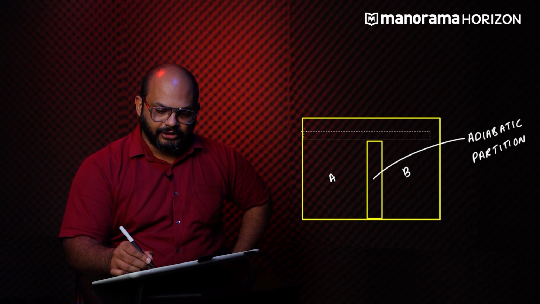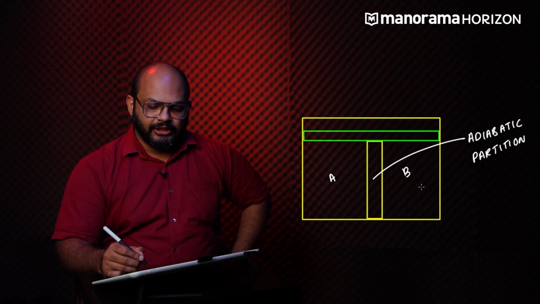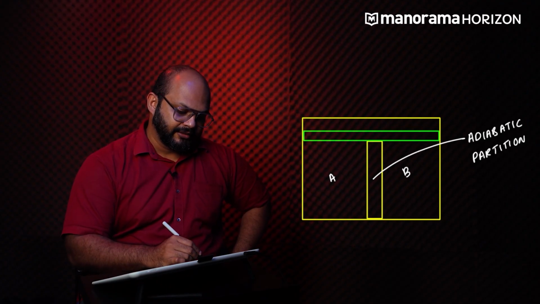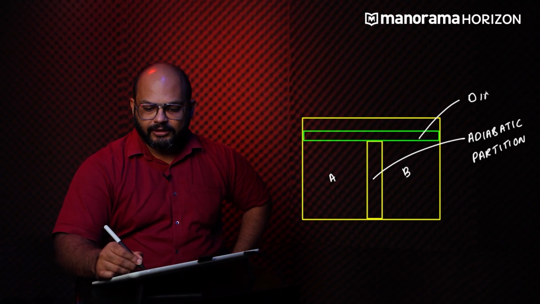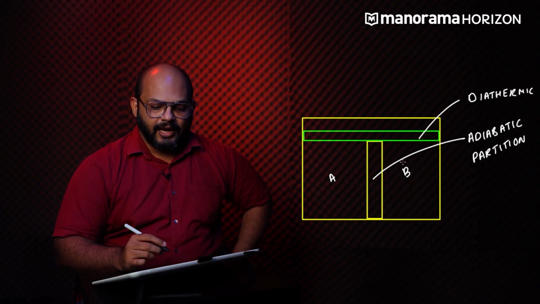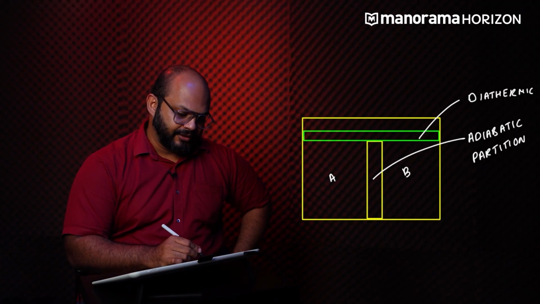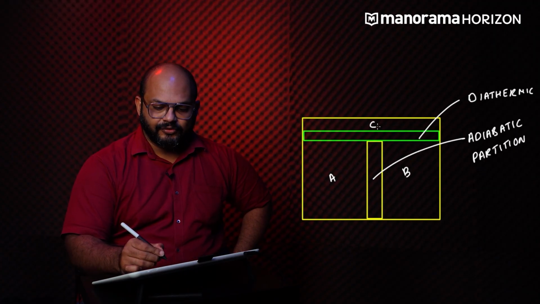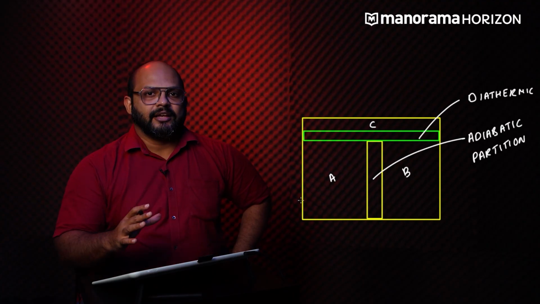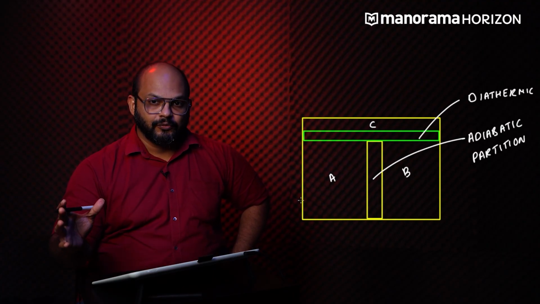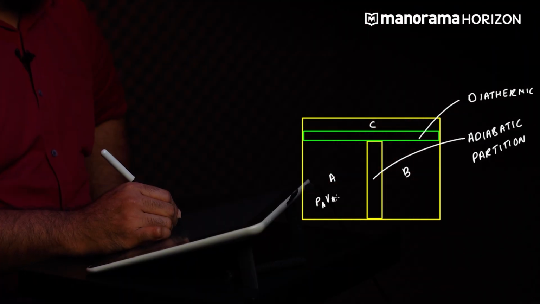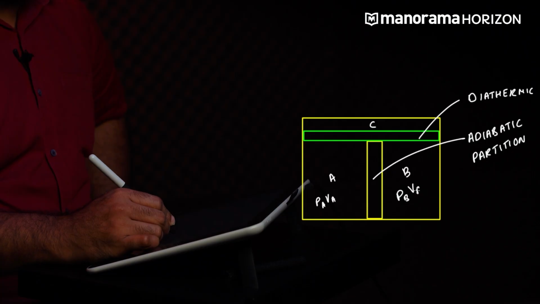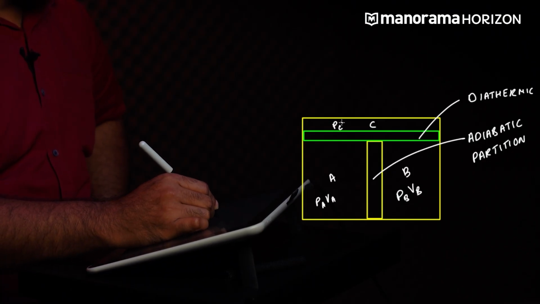On the upper side, we have another partition. So here is a second partition. And unlike the first partition, this one is perfectly diathermic. So this here is a diathermic partition, which means it is perfectly conducting. And there is actually a third gas here. So we have gas C, and all of these gases have various pressures and volumes when we begin the experiment. So we have PA, VA, we have PB, VB, and we have PC, VC.